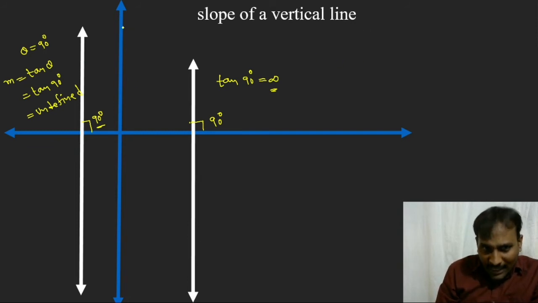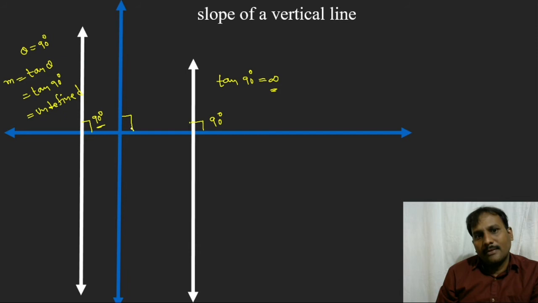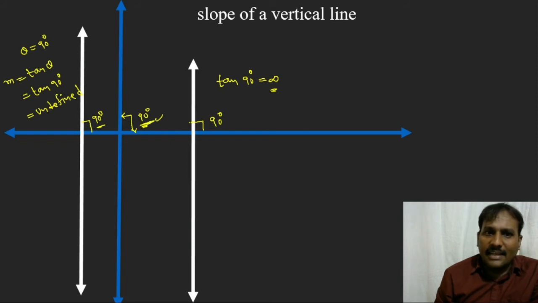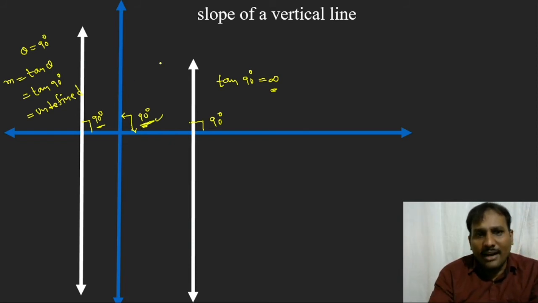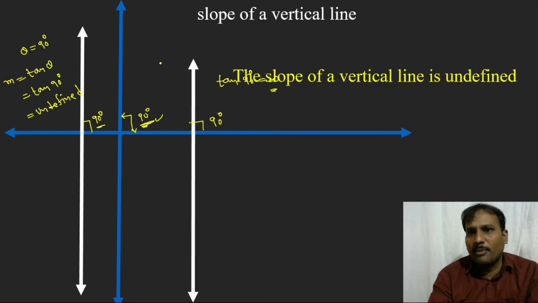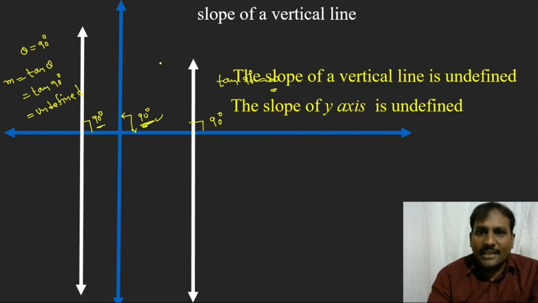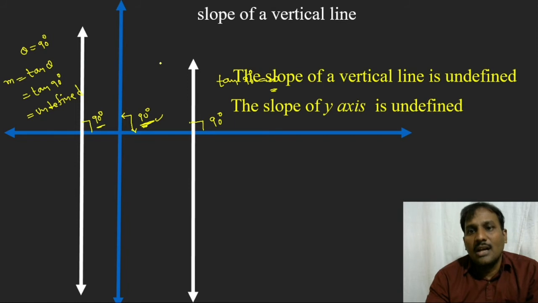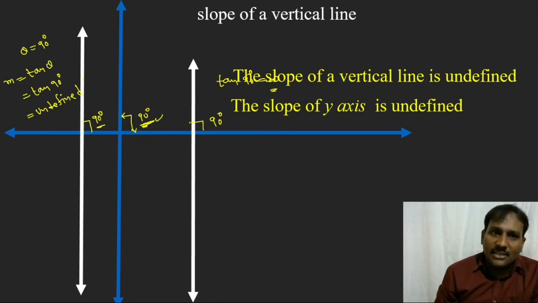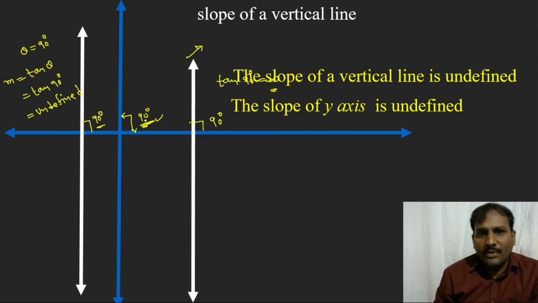And if you take the y-axis, what is the angle it is making with the x-axis? It is 90 degrees. Therefore, the slope of the y-axis is also undefined. So the slope of a vertical line is undefined and the slope of the y-axis is also undefined. In other words, the slope of a line parallel to the y-axis is also undefined.